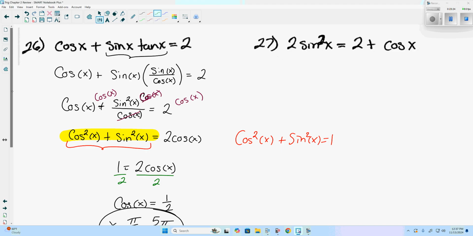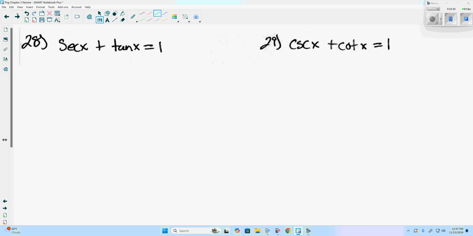Questions on 26 or 27? Questions on 28, 29? Cosecant of x plus cotangent of x equals 1.